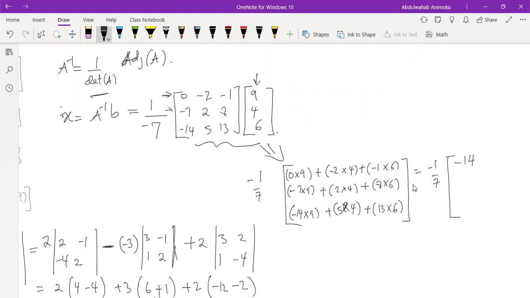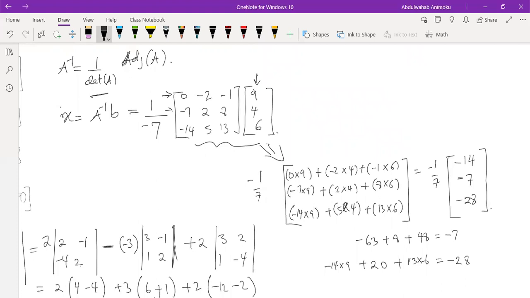So what about the second one? Minus 7 times 9 is minus 63, plus 4 times 2 is 8, plus 8 times 6 is 48. If you do this, you should have, I believe, minus 7. Then finally, what do you have? You have minus 14 times 9 plus 20 plus 13 times 6. So we need to do this calculation as well. And I think if you do that correctly, you should get minus 28.